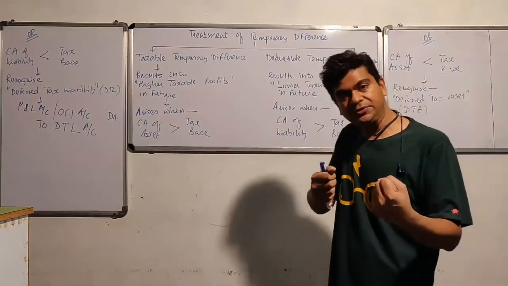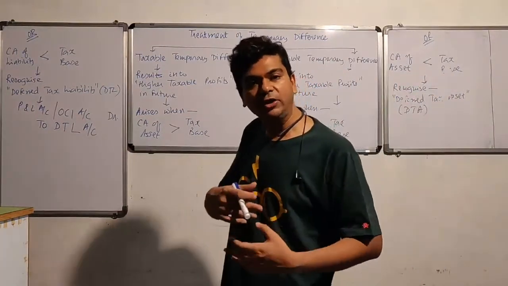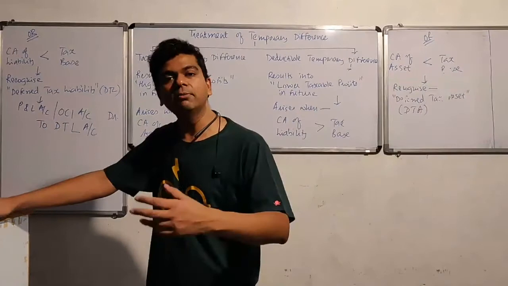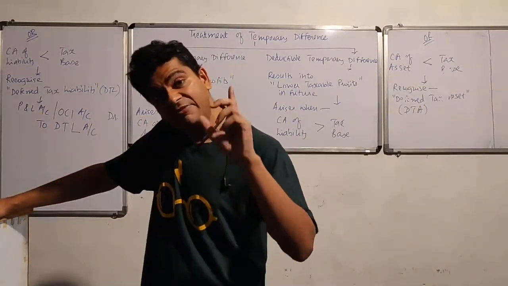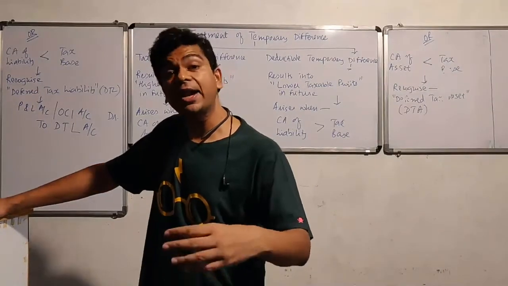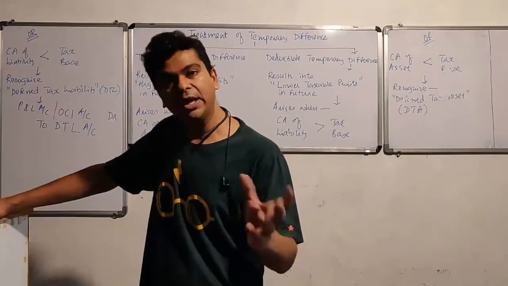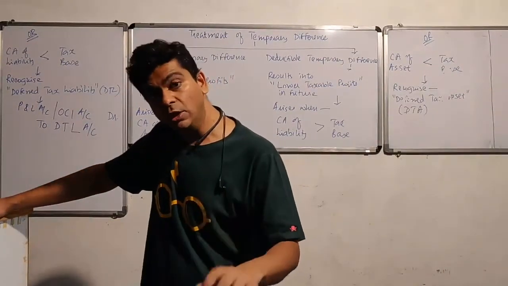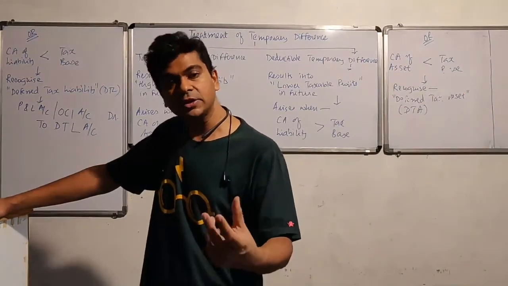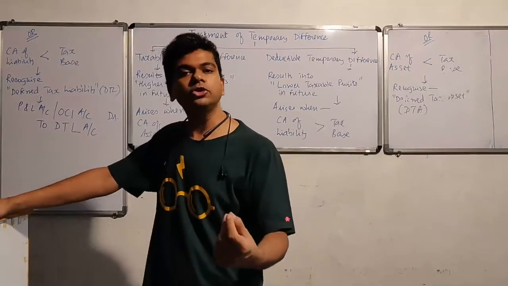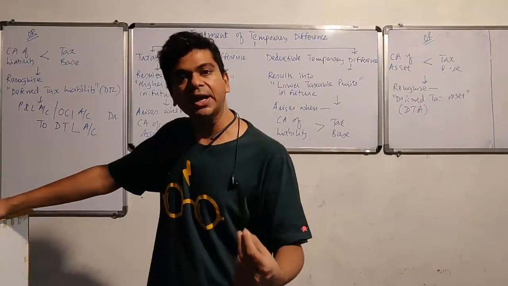So what is happening is there is a reduction in the value of my investment which I am providing in my books, but it will not be recognized for income tax. But yes, when I actually sell that investment and suffer that loss, then that loss will be considered for income tax. So again in that type of situation, I will be saving tax. And because I will save tax in future, I will recognize a deferred tax asset.